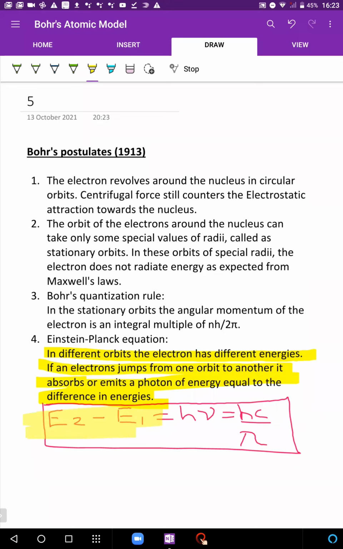So according to the difference in energies, the difference between the energy levels, the electron will either absorb one photon or emit one photon.